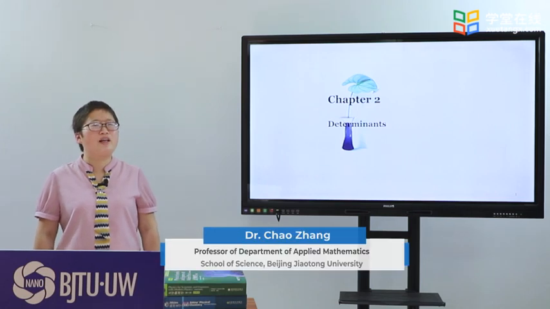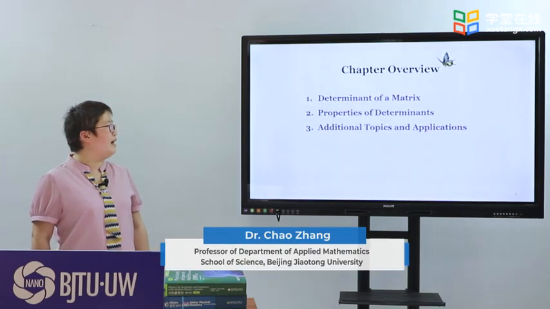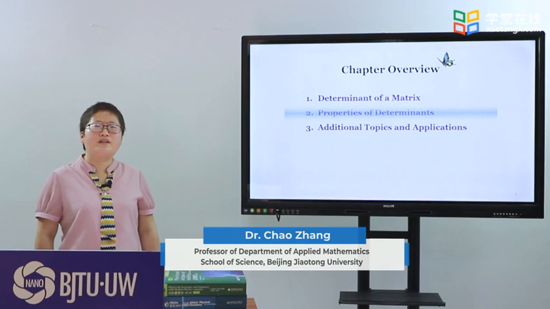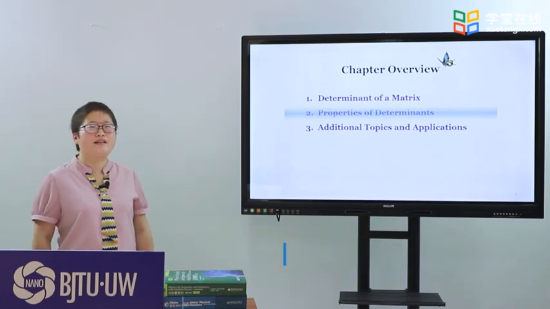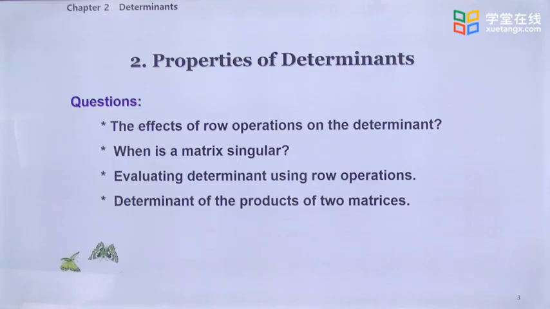Now we continue to learn chapter 2, determinants. And here we will learn about the properties of determinants. For the determinants, after its definition, we have several questions. The first one, what are the effects of row operations on the determinant?